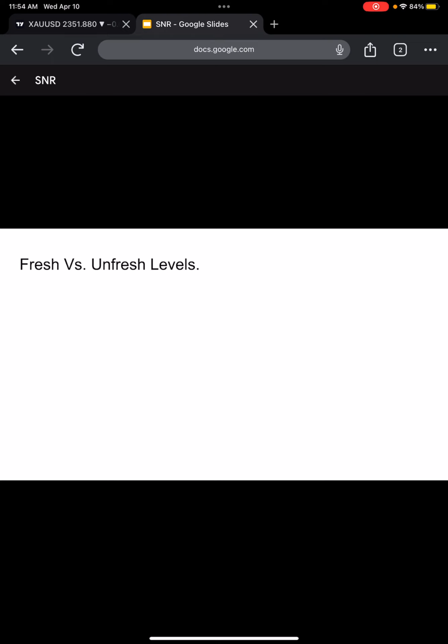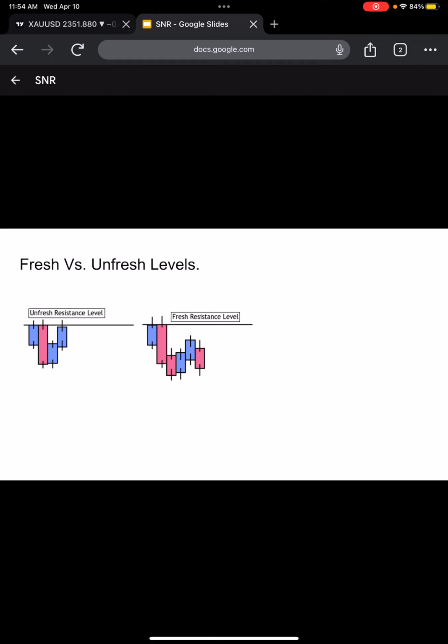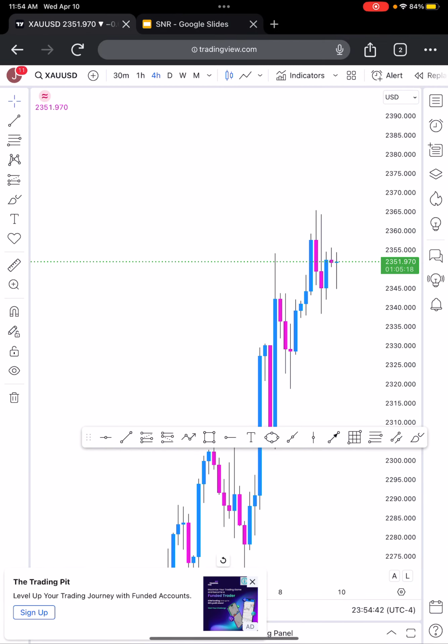Fresh versus unfresh levels. Now an unfresh resistance level, you can see how price tapped it and closed with the wick. If the wick touches the level, it no longer becomes fresh, it's unfresh. The next one, you can see fresh resistance. No wicks have touched that level, so it's considered fresh. Pretty simple, self-explanatory. So I'm going to go to the charts and show you real quick what all that looks like.